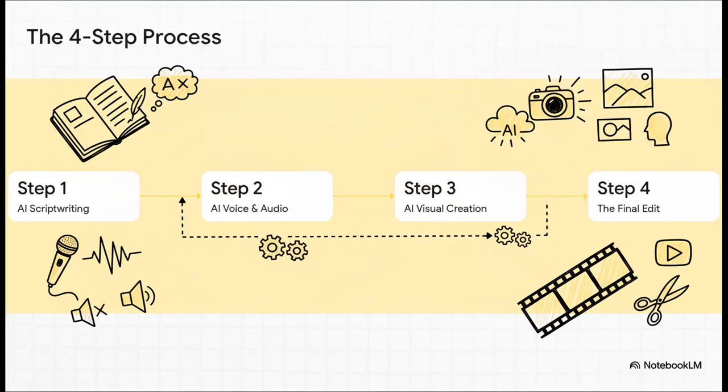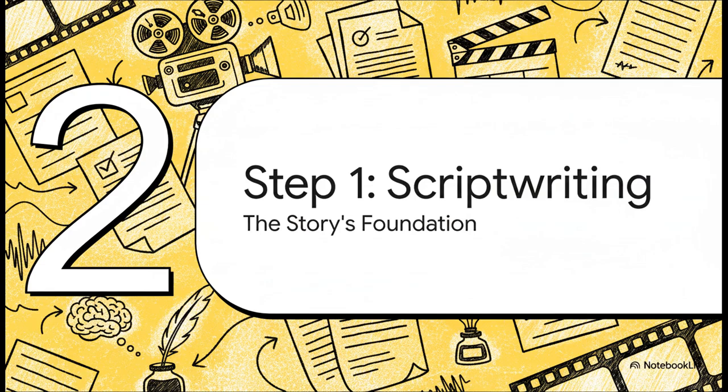All right, so here's our game plan. First, we're going to get the script written with AI. Then, we'll give that script an AI voice. After that, we'll create all the visuals, again, with AI. And finally, we'll pull it all together in the final edit. Let's dive in.